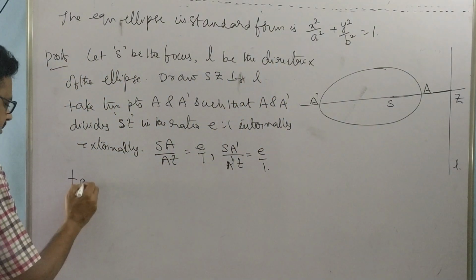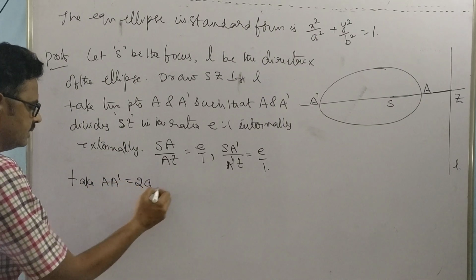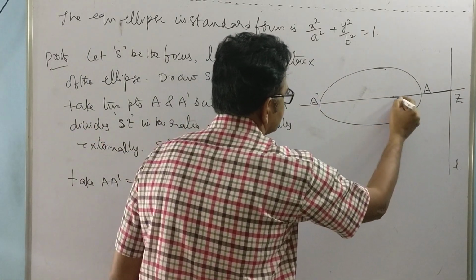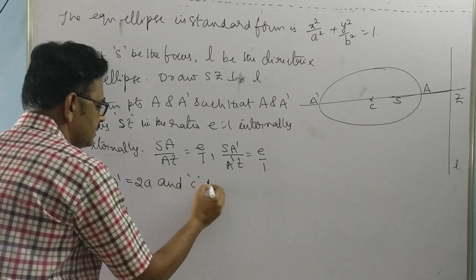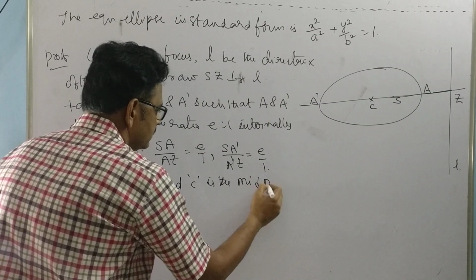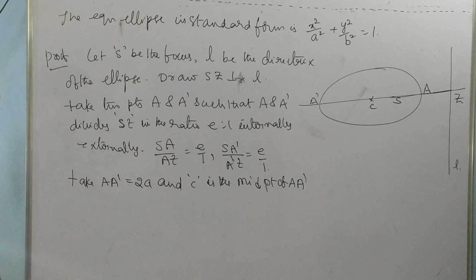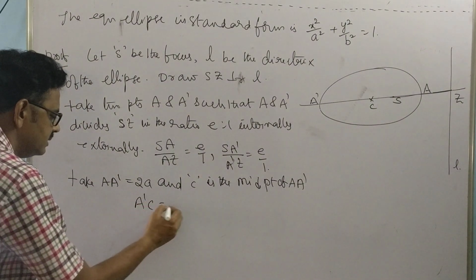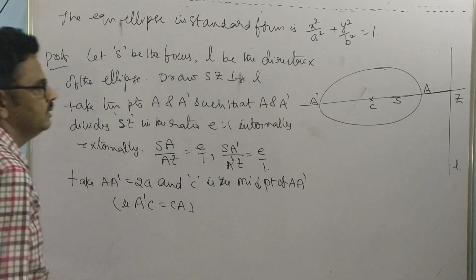And take AA dash equal to 2A, and the point C, where C is the midpoint of AA dash. That is, A dash C is equal to CA, because C is the midpoint.